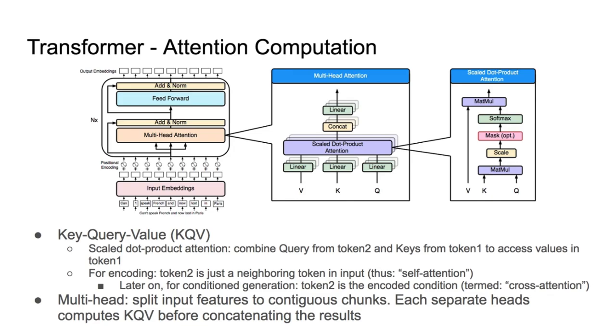Here, token 2 is a query that tries to access information or values in token 1 through the token 1 keys. For encoding representation, token 2 is just another token in the input. Later on, for condition generation, token 2 is an encoded condition. This is cross-attention or cross-modal attention. The multi-head part is just splitting of features in the token vector. Each separate head computes KQV before concatenating the results.